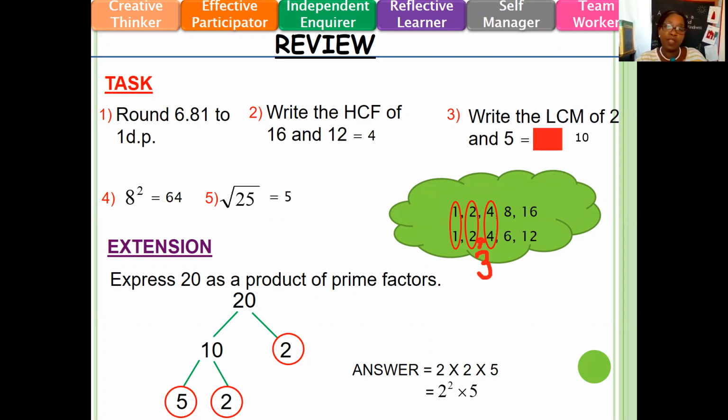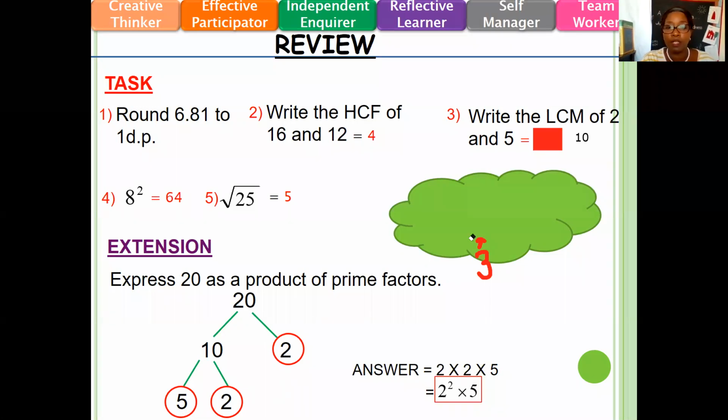And like I said with the LCM, in upcoming lessons, we will be reviewing other methods for calculating HCF and LCM that you will be needing for your BJC exam. But we are down to the final question. Round 6.81 to 1 decimal place.